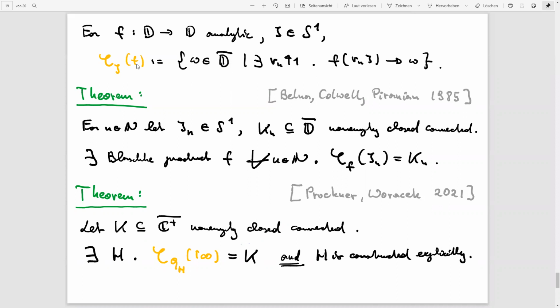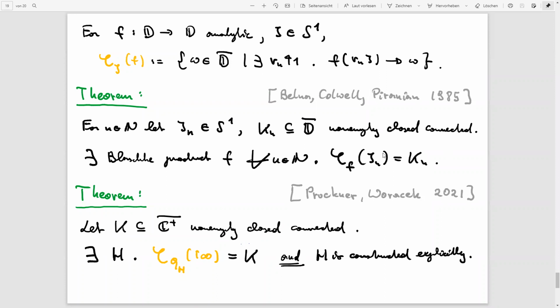And then, I mean, this is a very classical object, which was studied a lot, as I have learned recently. And there is one paper. It is of these 3 people, Bellner, Colville, and Piranian. It's from 85. And they prove an interpolation result. They prove that, okay, if you have a countable subset of the unit circle, and for each point of this countable subset, you prescribe some non-empty closed and connected set, then you can interpolate it. Then you find an analytic function on the unit disk, it's even a Blaschke product, such that at every point, the cluster set of this Blaschke product at this point is equal to the given set.